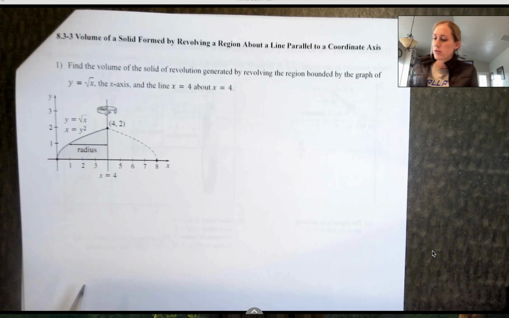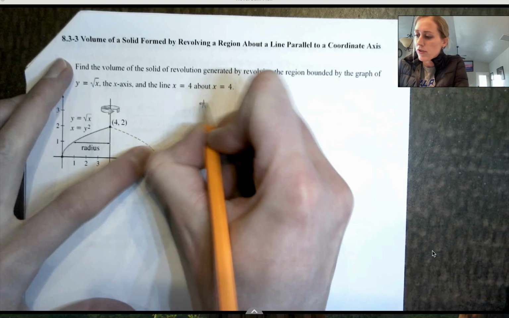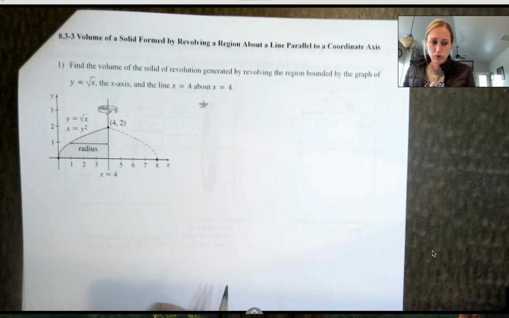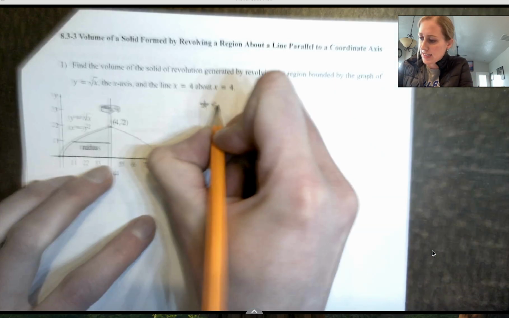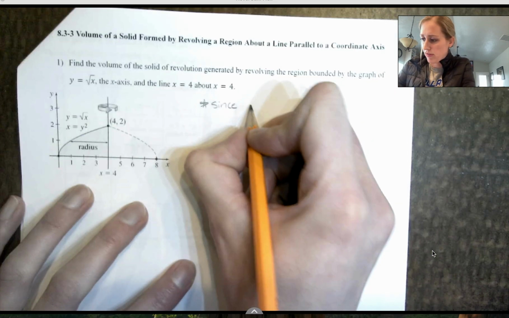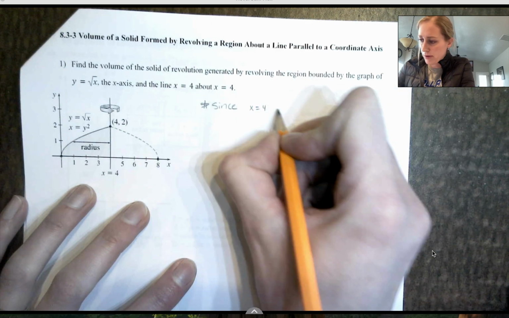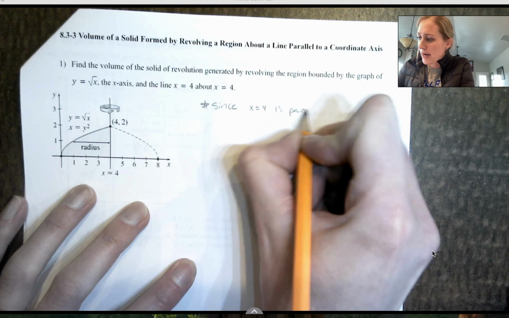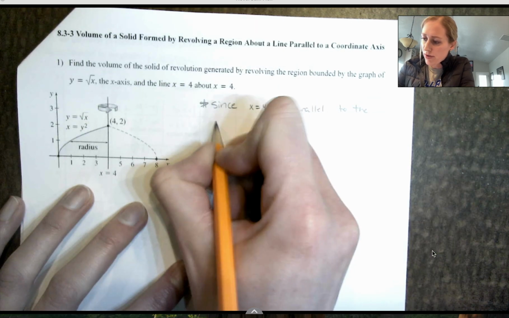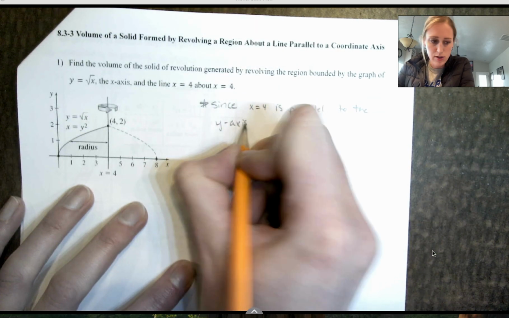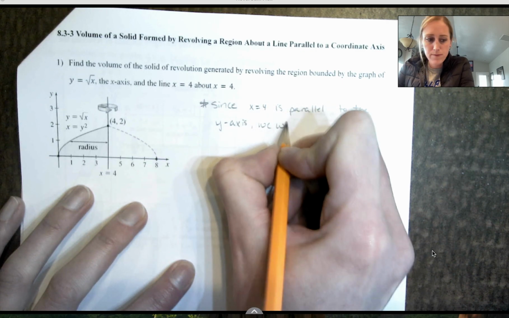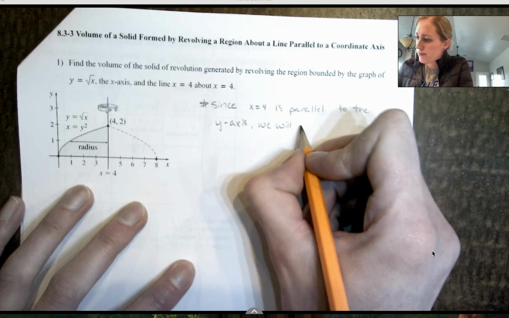So the first thing we're going to recognize is which line this is parallel to. Is it parallel to the y-axis or the x-axis? I'm just writing this down so you have this note. You don't have to write this every time. But since x equals 4 is parallel to the y-axis, we will partition the y-axis.